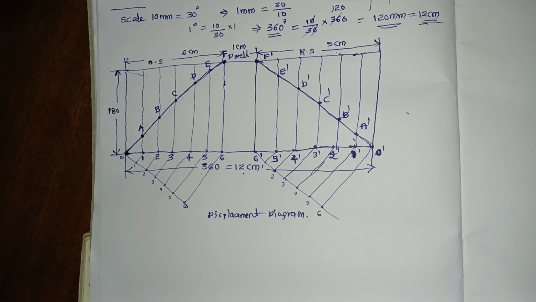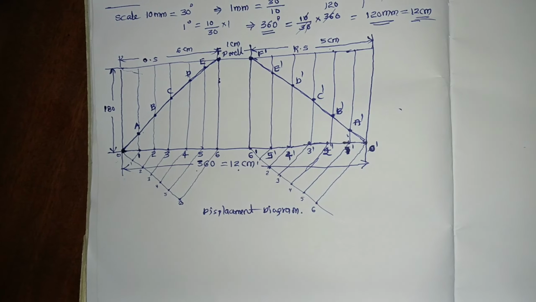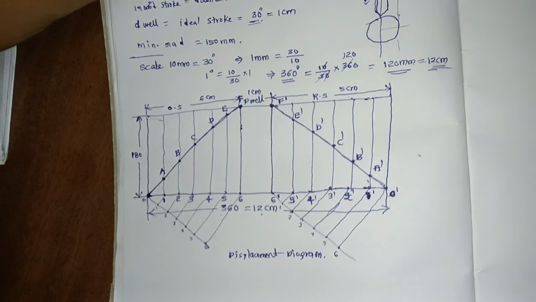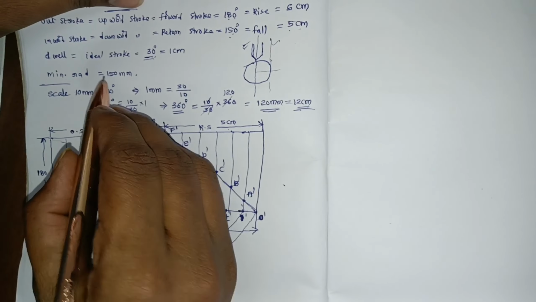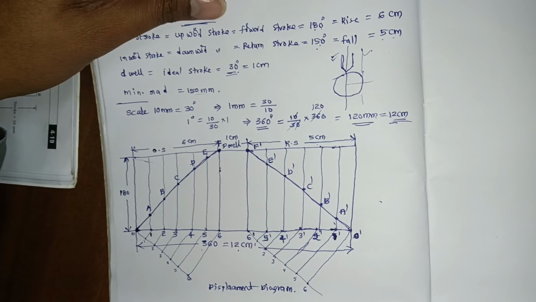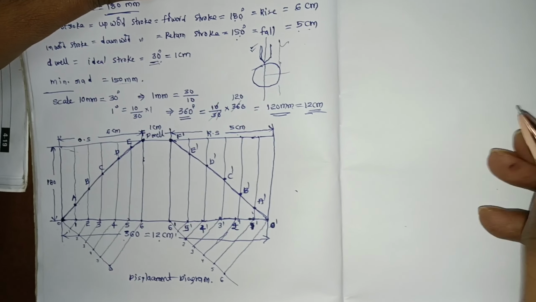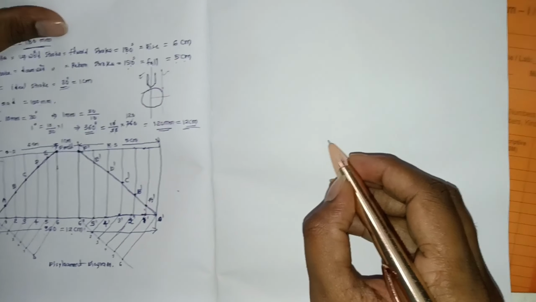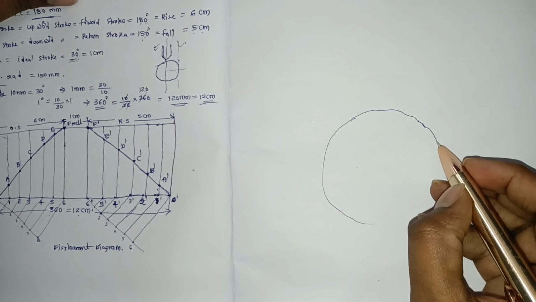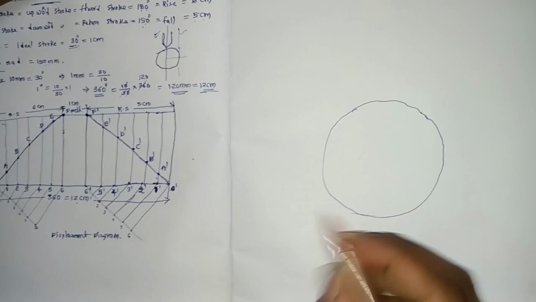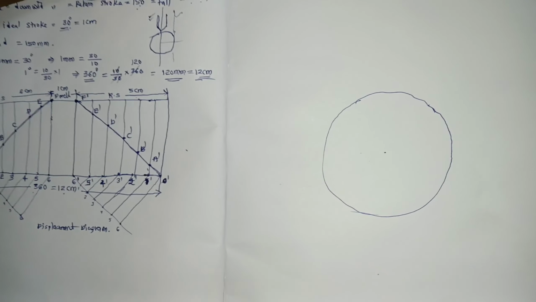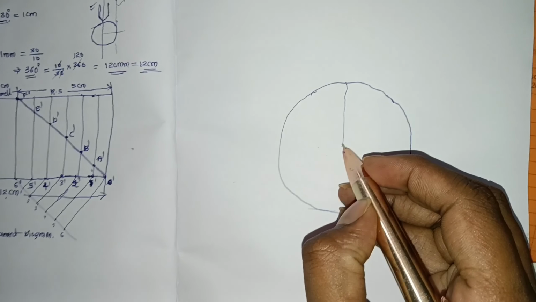Based on this diagram, you have to draw the cam profile. For that, first of all you have to draw the circle with minimum radius 150 mm. That means 150 is the radius, so you take the direct value and draw the circle with that radius. As you know, this is the center point, this is the cam axis.